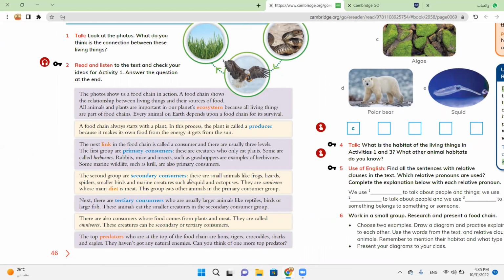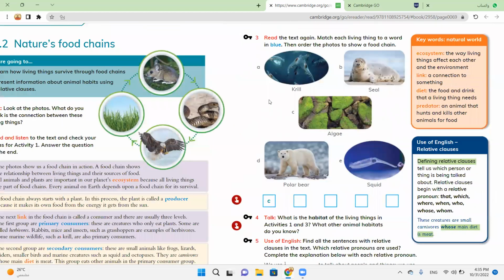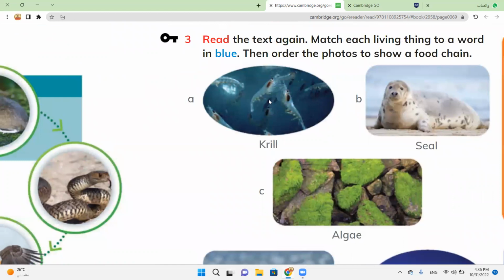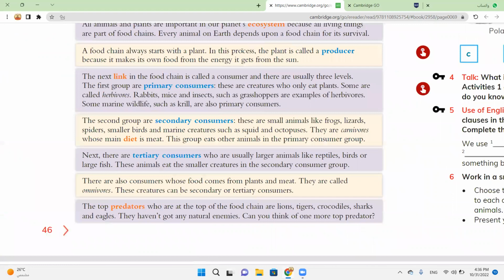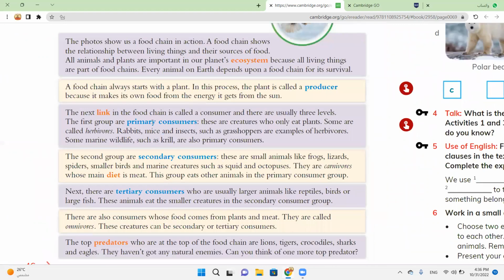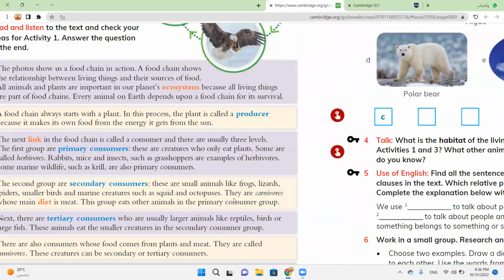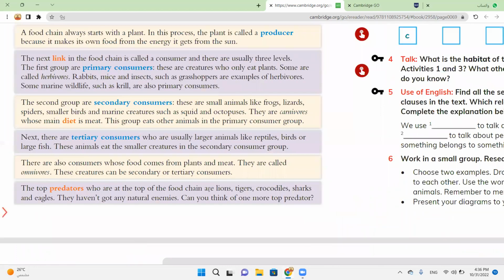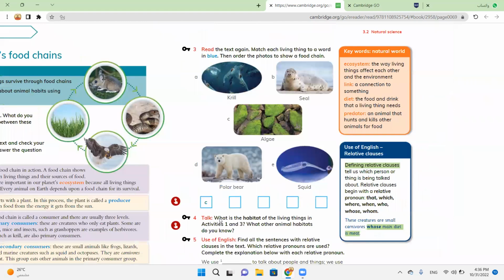types of animals, right? So, for example, let's say krill. Krill is a type of fish, right? It's a type of fish. So it should be under tertiary consumers, all right? Let's say, for example, a polar bear. Polar bears are predators like lions, tigers, crocodiles, and sharks. All right, so let's try to do activity 4.